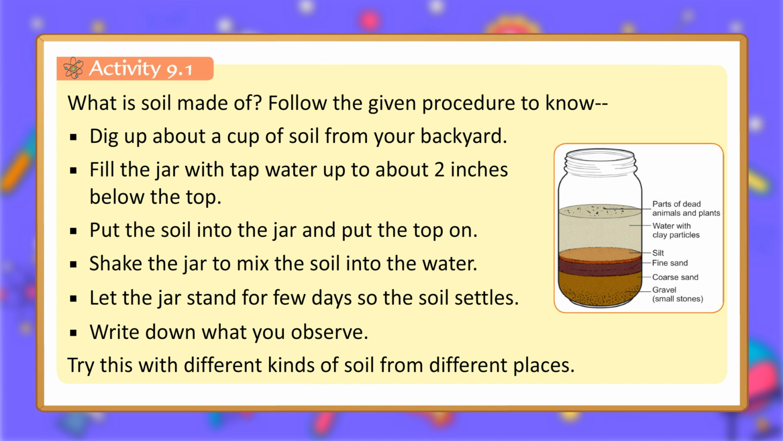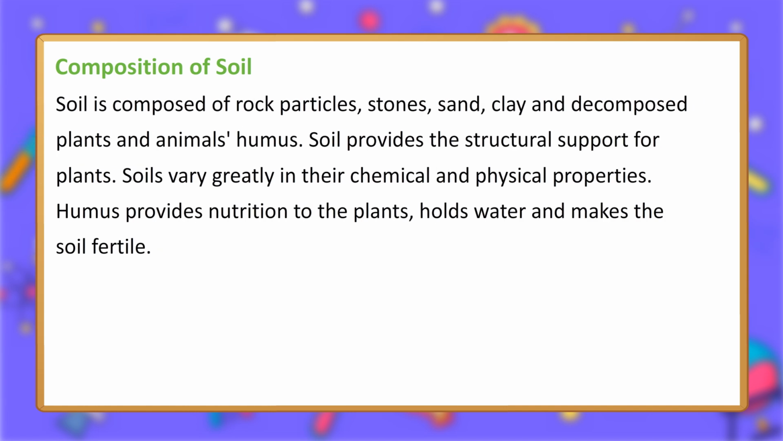Parts of dead animals and plants. Water with clay particles. Silt. Fine sand. Coarse sand. Gravel, small stones. Composition of soil. Soil is composed of rock particles, stones, sand, clay and decomposed plants and animals' humus.